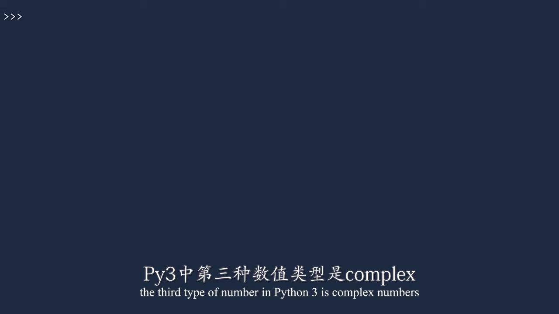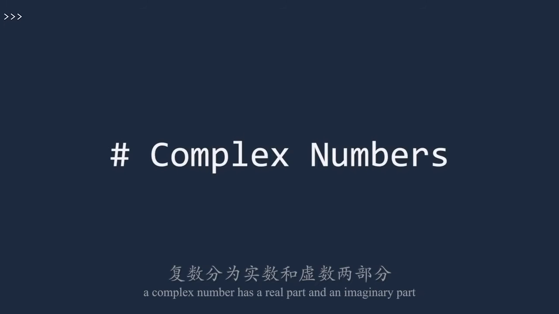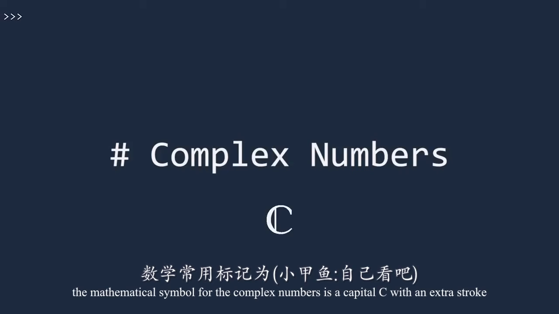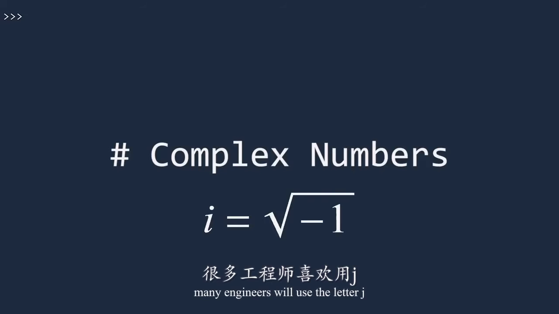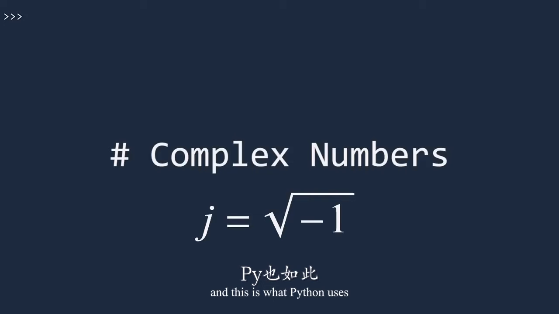The third type of number in Python 3 is complex numbers. A complex number has a real part and an imaginary part. The mathematical symbol for the complex numbers is a capital C with an extra stroke. While the mathematical symbol for the square root of -1 is i, many engineers will use the letter j. And this is what Python uses.